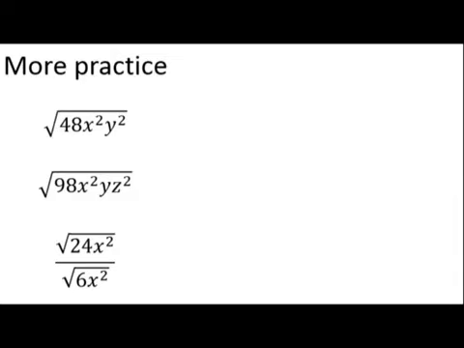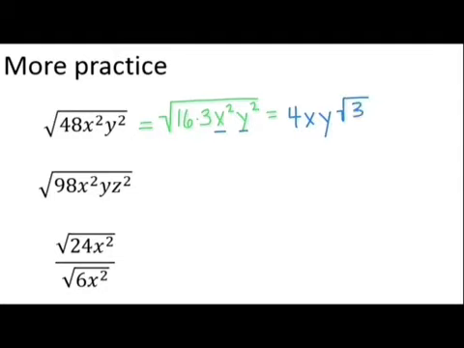All right, let's try a few out. This first one, I'm going to think about what are some perfect squares that are factors of 48. When I look at this, I'm going to write down 16 times 3, because I know that 16 is a perfect square, and 16 times 3 is 48. And then I'll take out any squares there. So the square root of 16 is 4. The square root of x squared is x. The square root of y squared is y. And then we have the square root of 3. All right, hit pause. Try the next two without me to see if you get the same answer.